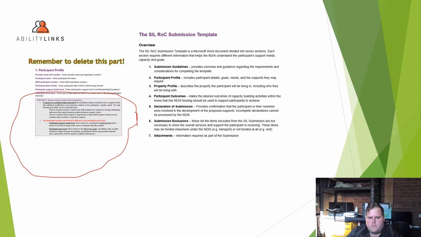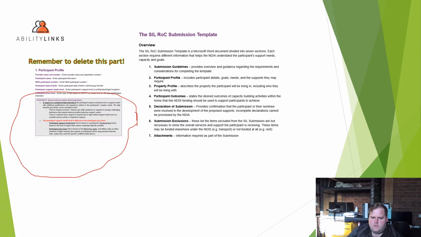Then we've got the property profile, which is the information that relates to the staffing of the SIL, location, things along those lines. Our participant outcomes. So this is a very important part. It's worth looking at our goals and how participants' funding is used. This is what should take the most time out of the whole process.